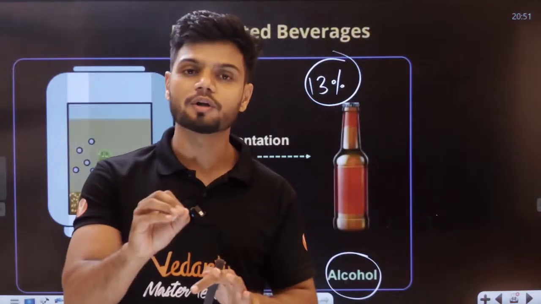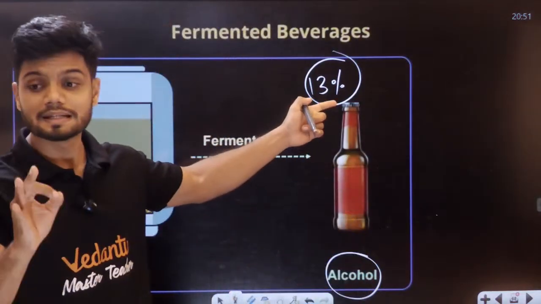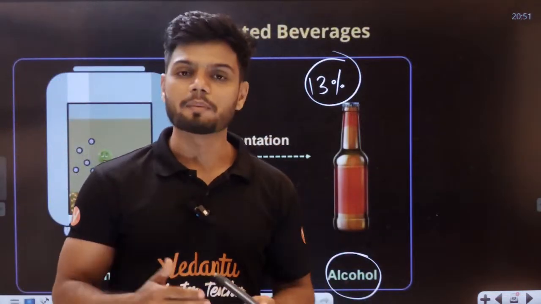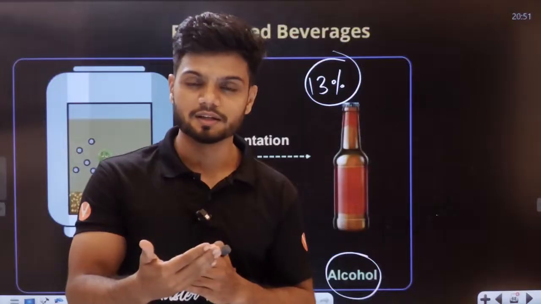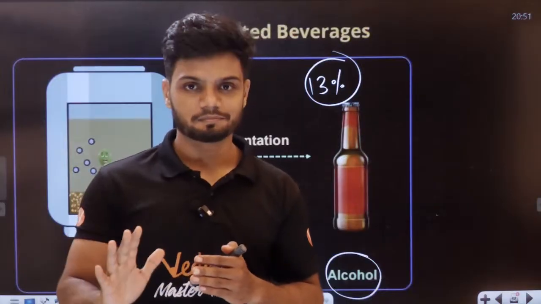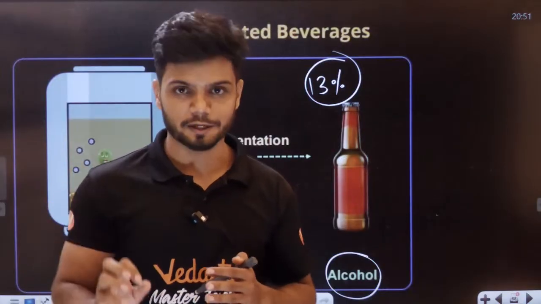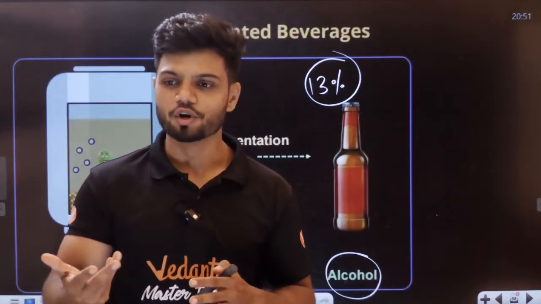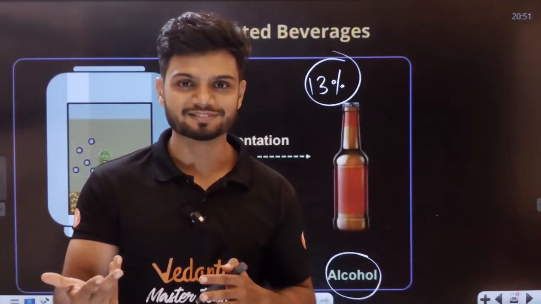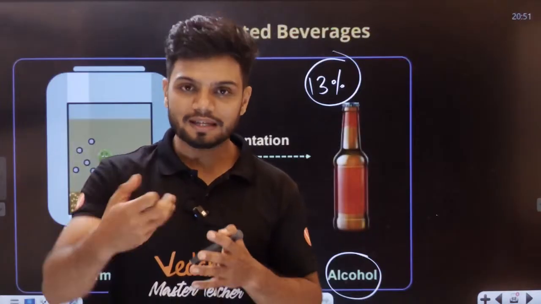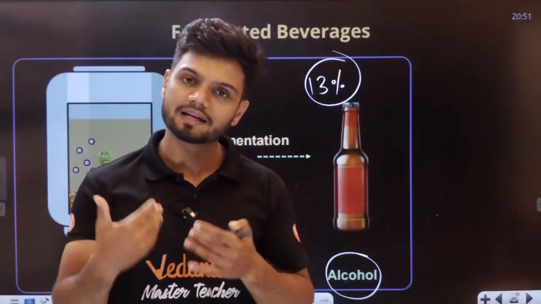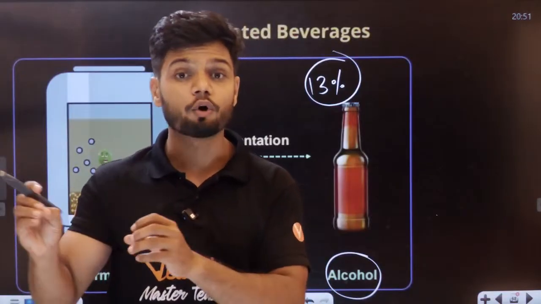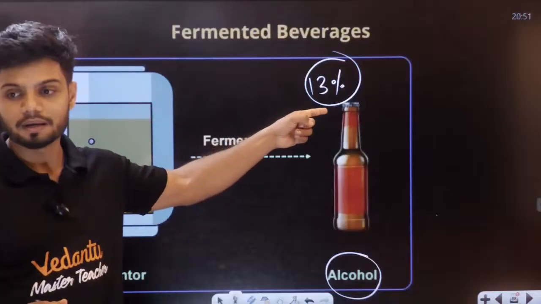Now, students, naturally speaking, alcohol can be made at 13%. Why? Because if it goes more than 13%, the yeast will die. That is called yeast poisoning, because they poison themselves. Alcohol is poison, right? So the yeast will poison itself and die. So naturally, the maximum concentration of alcohol can be 13%.